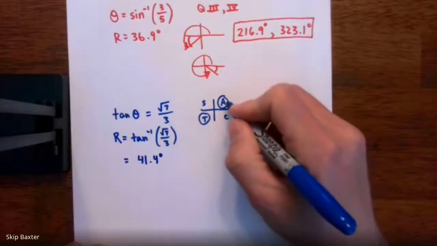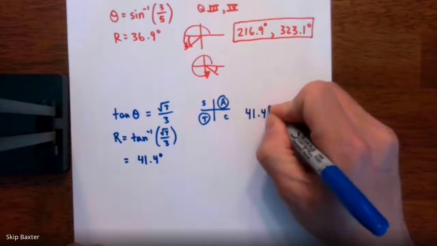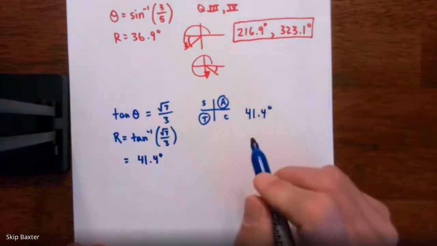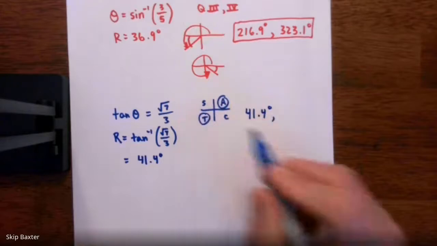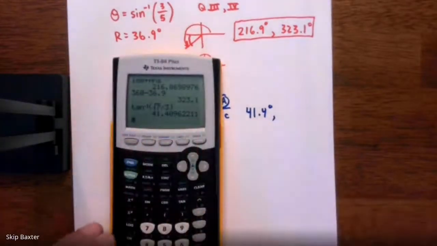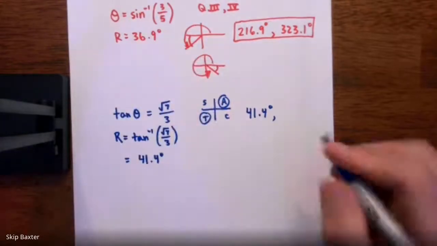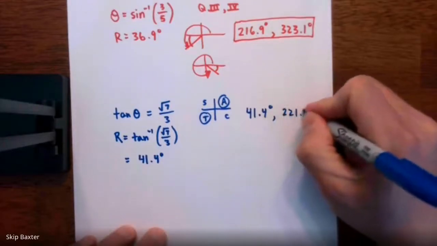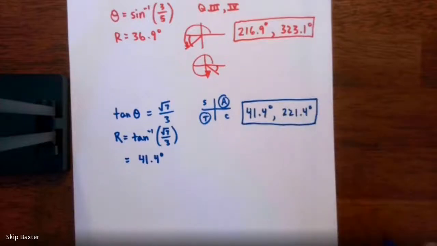So now I want a first quadrant angle. That one's easy. It's 41.4 degrees. And a third quadrant angle. So to find the third quadrant angle, I'm going to take 180 plus the reference angle. If I take 180 plus 41.4, I end up with 221.4. And that's all there is to it.